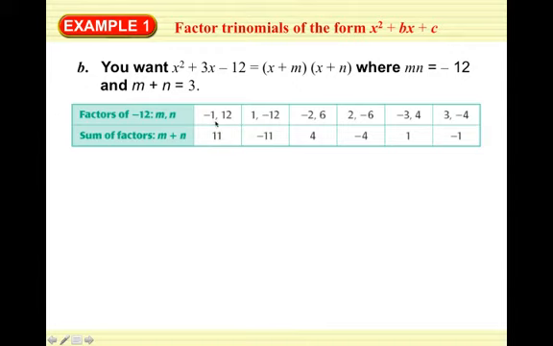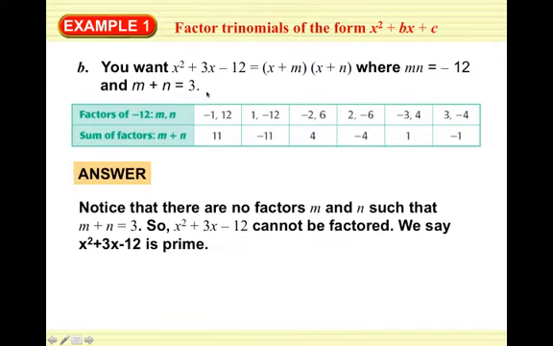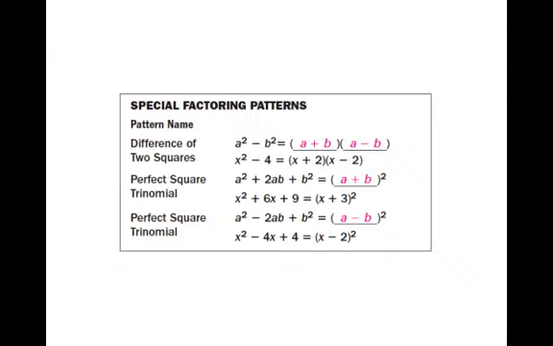So let's see. Negative 1 plus 12 is 11. 1 plus negative 12 is negative 11. Negative 2 plus 6 is 4. 2 plus negative 6 is negative 4. Negative 3 plus 4 is 1. 3 plus negative 4 is negative 1. None of those are 3. So I know I have a prime polynomial because x squared plus 3x minus 12 cannot be factored, so we just say it's prime. So that would be your answer for this problem, is prime.